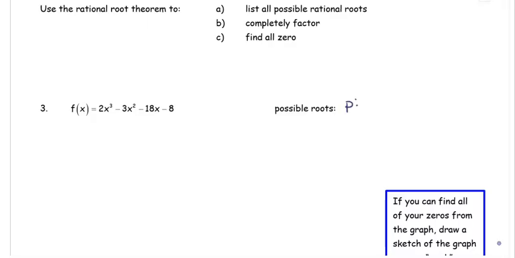So let's start with the p-values. Those are the factors of the constant. I have plus or minus 1, 2, 4, and 8. And then let's take a look at my factors of the leading coefficient. That's plus or minus 1 and plus or minus 2, which means for my possible roots, I'm going to take 1, 2, 4, and 8 and put it over 1. So I'm just relisting those there again.